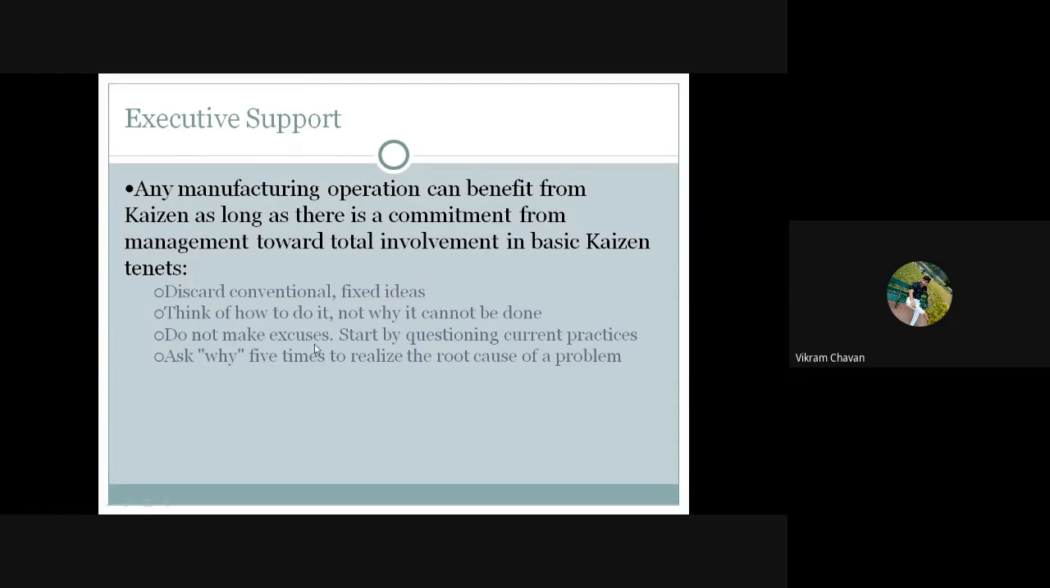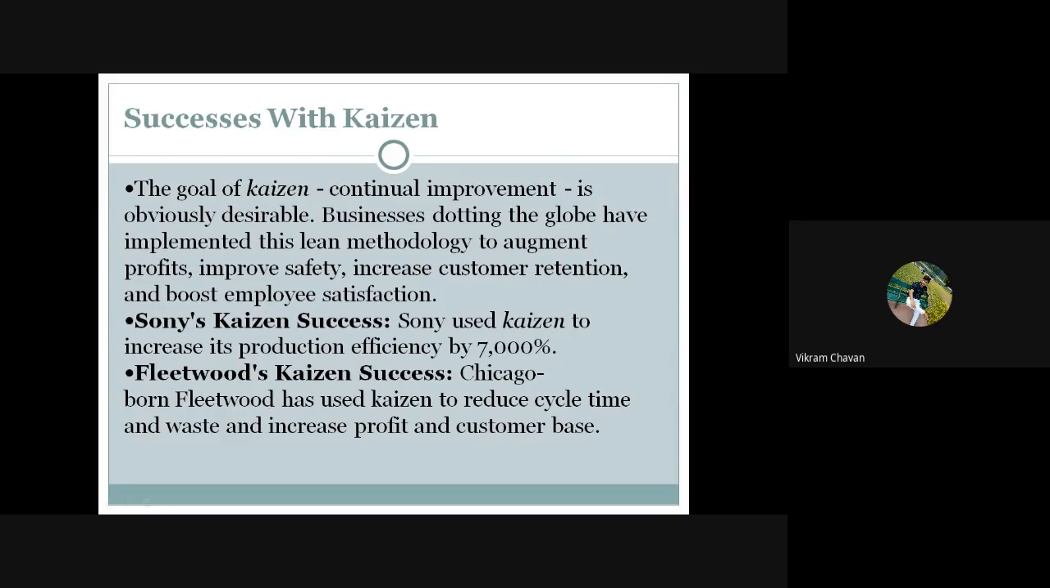Then remove the excuses. Do not make any excuses. Start by questioning the current practices. Ask why five times. So we'll get the correct root cause after asking the why question five times to a particular question. And once we get the root cause, then we can find out the solution for that particular root cause.